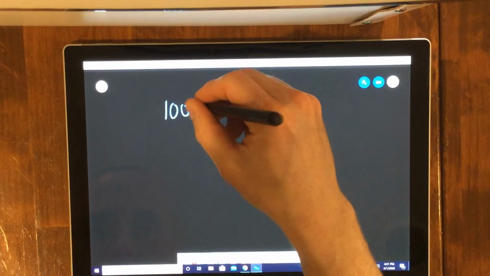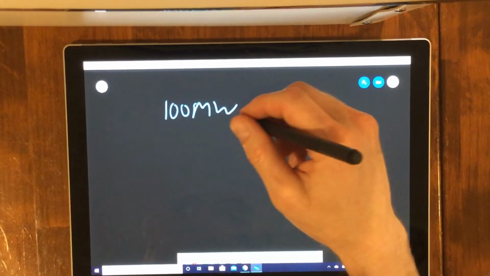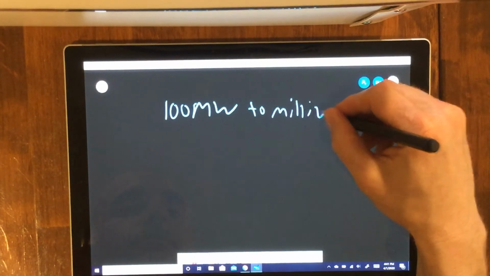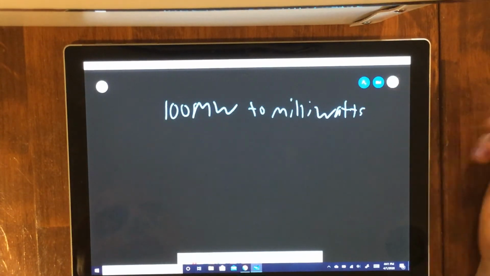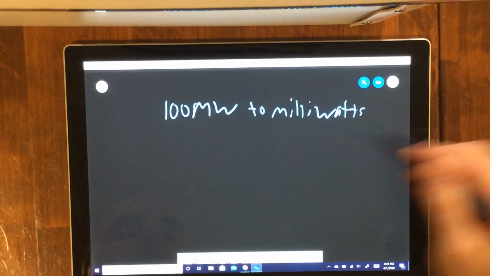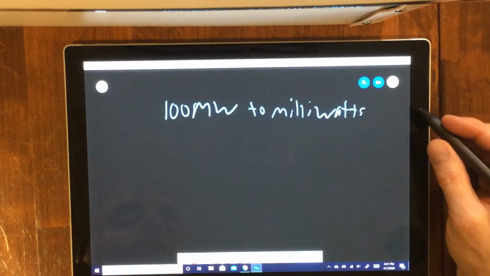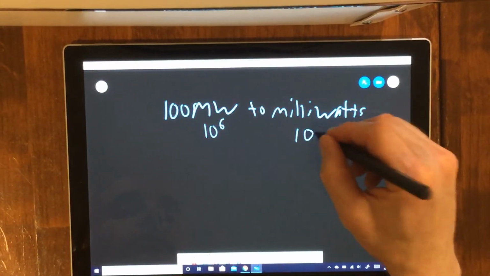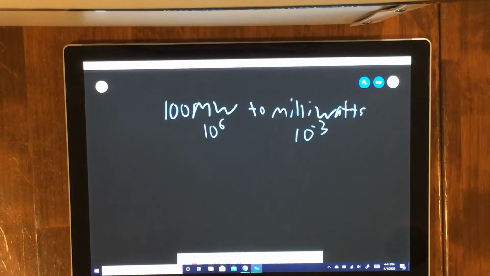So what if I said, all right, if I have 100 megawatts, and I want to convert that to milliwatts? So megawatt to milliwatt. A megawatt is way bigger than a milliwatt, right? Mega is 10 to the 6th, milli is 10 to the negative 3rd. Again, that's here, but you do need to know these.